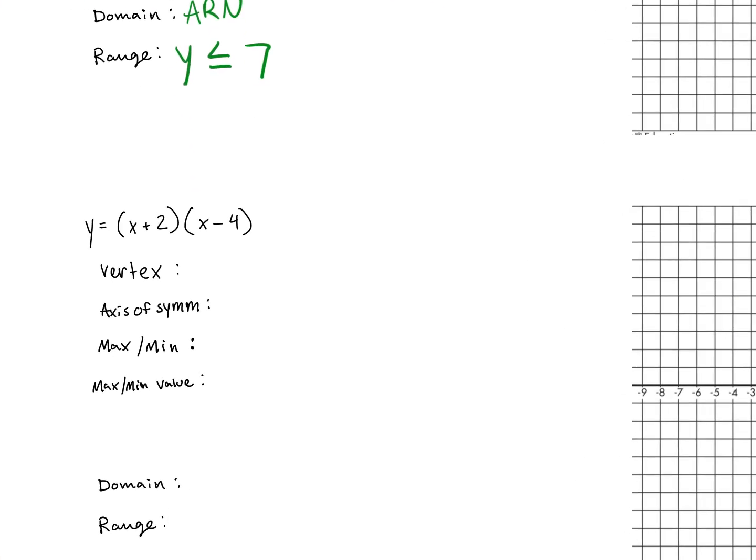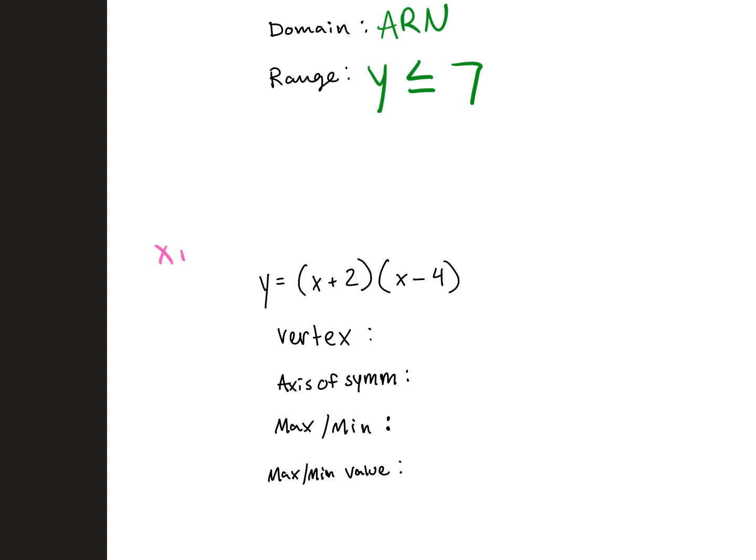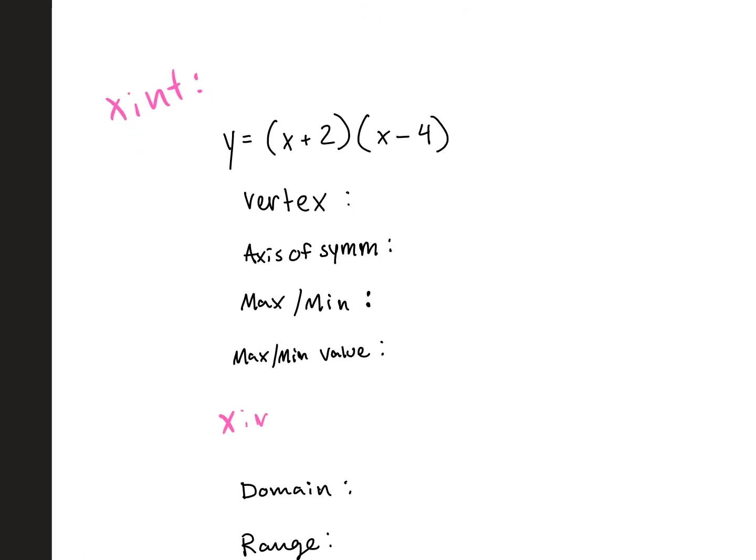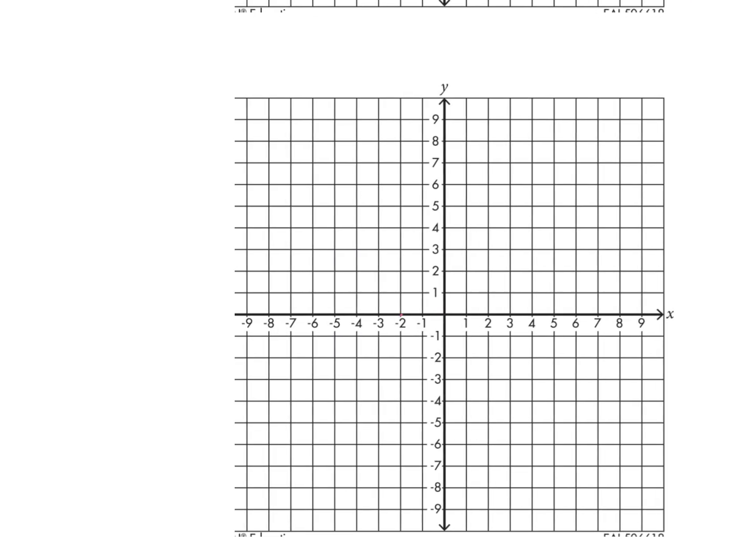All right, for the next one, what form do we have here? X-intercept form. So here, it doesn't ask for it, but it did on the quiz. So let's find our x-intercepts. What are the two values that we're going to cross the x-axis at? -2 and +4. Remember, we flip the signs of the numbers. So I cross the x-axis at -2 and +4.